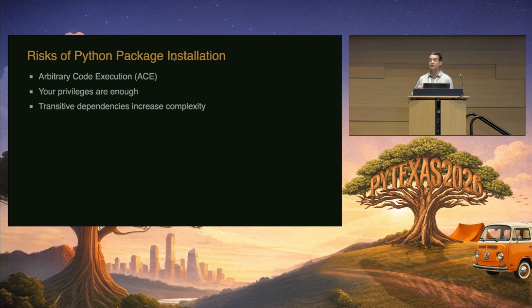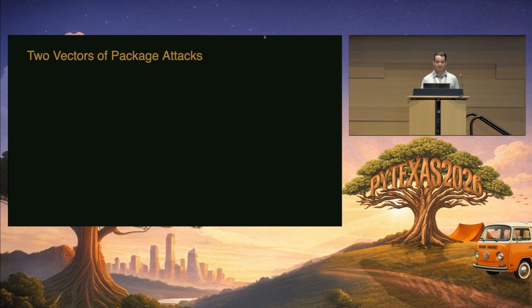When we install packages, those packages have dependencies, and those dependencies have dependencies. We call those transitive dependencies. And those transitive dependencies all carry the same risk as your original package, but often go unnoticed. And that increases the complexity and dangers of package installation.